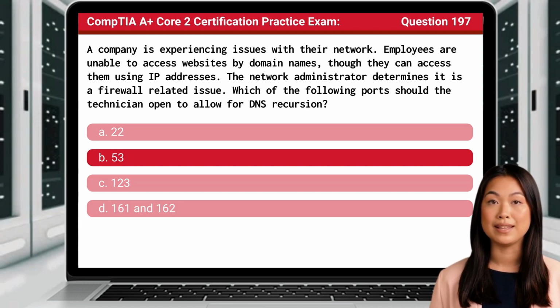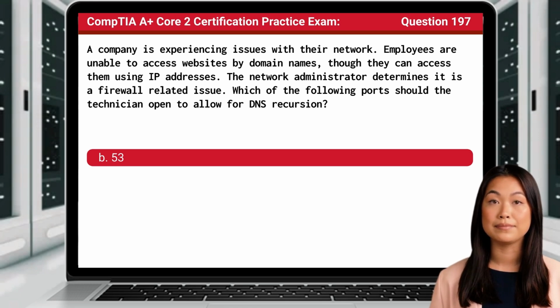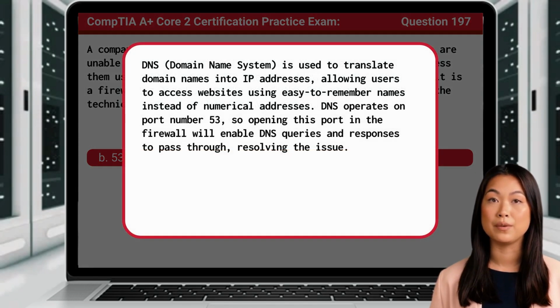The answer is B. 53. DNS, short for Domain Name System, is used to translate domain names into IP addresses, allowing users to access websites using easy-to-remember names instead of numerical addresses. DNS operates on port number 53, so opening this port in the firewall will enable DNS queries and responses to pass through, resolving the issue.